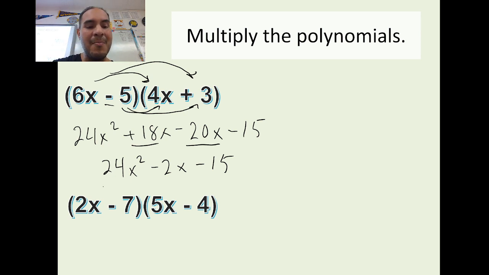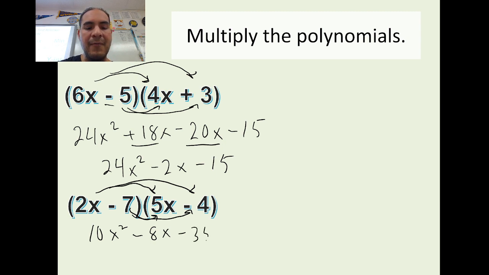Okay, we're going to do our same process. We're going to take the 2x, multiply it to the two terms on the right. 2x times 5x is 10x squared. My arrows came out really ugly. 2x times 4 is negative 8x. Then we're going to distribute the negative 7. We're going to multiply the negative 7 to the 5 and negative 7 to the negative 4. Negative 7 times positive 5 is negative 35x. And negative 7 times negative 4, a negative times a negative, gives me a positive 28.